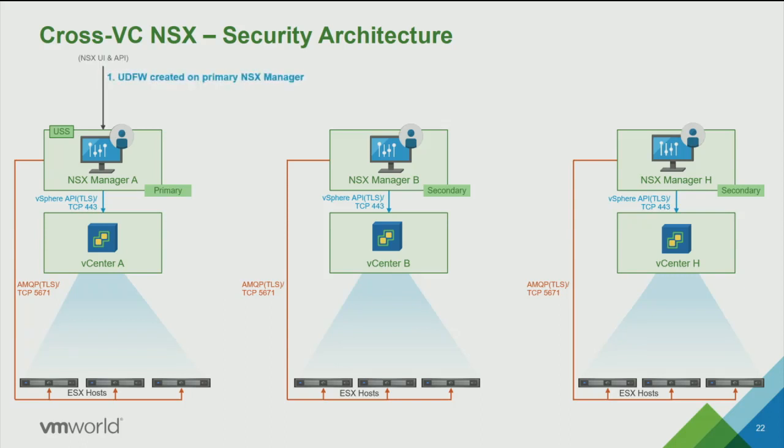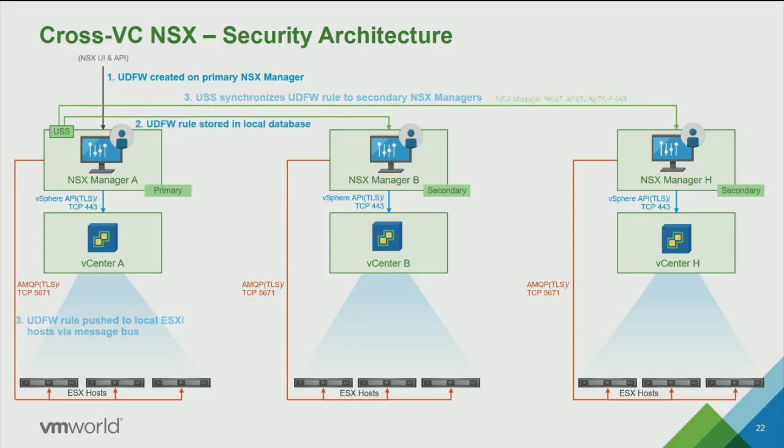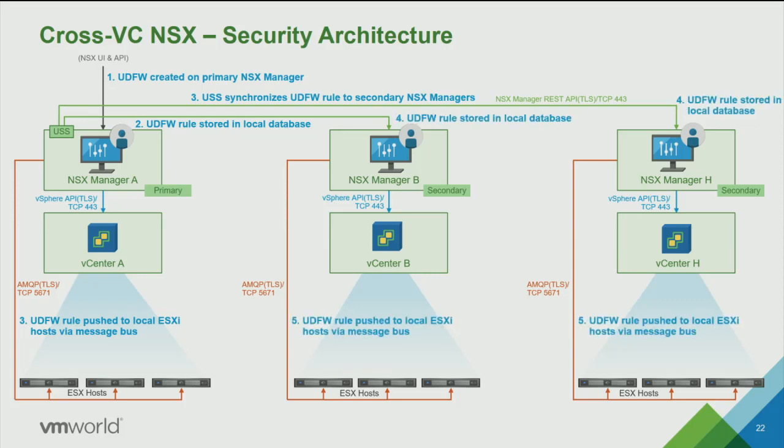Now, I create my universal distributed firewall rule on my primary NSX manager. It gets stored locally in the primary NSX manager database. It gets pushed down to the ESXi host via the message bus. At the same time, it gets synced to the other NSX managers, which get stored locally within their databases, and then also pushed down via the message bus to their respective ESXi hosts. So now I have consistent security across all my vCenter domains. And you can see here there's no controller cluster. Controllers are not used in the security architecture.